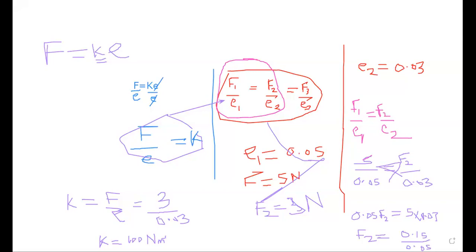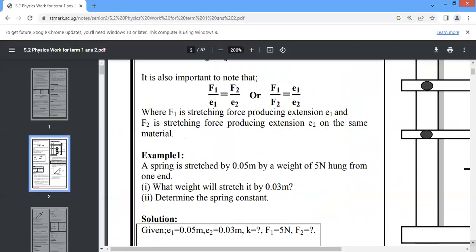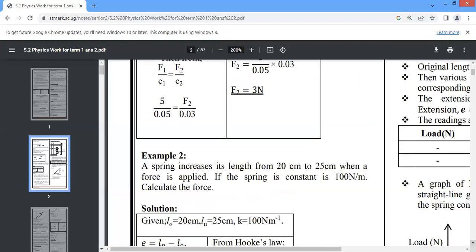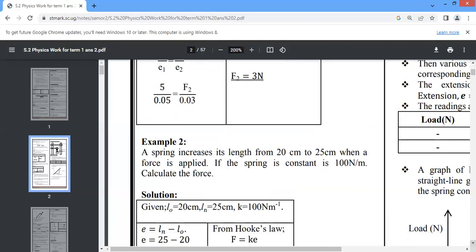Okay, after that, we need to do more questions. So there is that example too. Someone to read for us example two. Yolin, your hand is up.